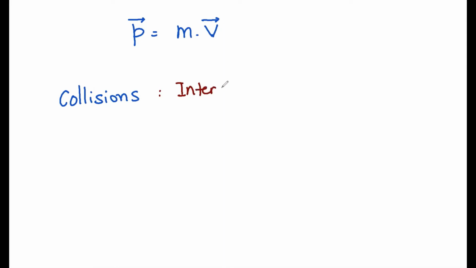As we all know, momentum is the product of mass and velocity, and it is a vector quantity and has a direction associated with it. Now, before we explore the concept of conservation of momentum, let's step back and talk a little bit about collisions. A collision is simply an interaction between two or more objects.